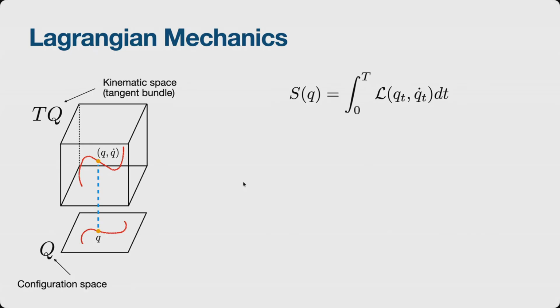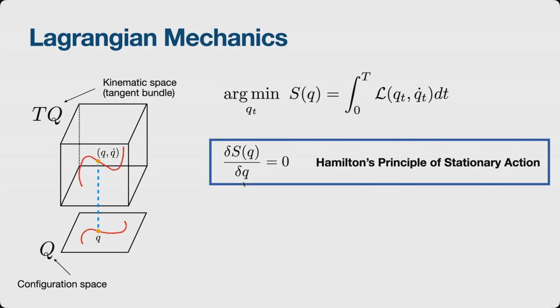Okay, and then we define the action. The action is the integration of the Lagrangian along a path with the endpoints constrained. The idea is that we will optimize for a path to find the critical point of our objective. The action is stationary if its first variations are 0. Of all the paths a system could take between fixed start and end points, the one that it will actually take makes the action stationary. This is called Hamilton's principle of stationary action.